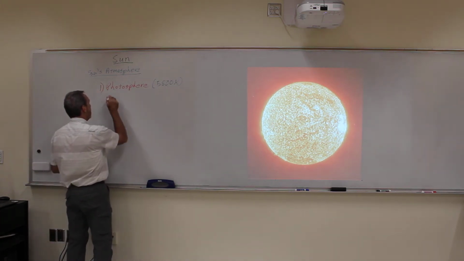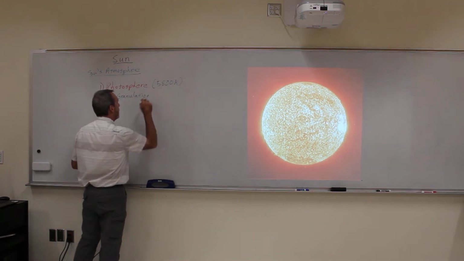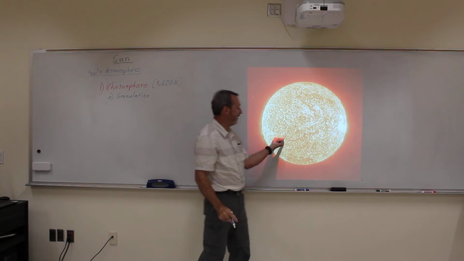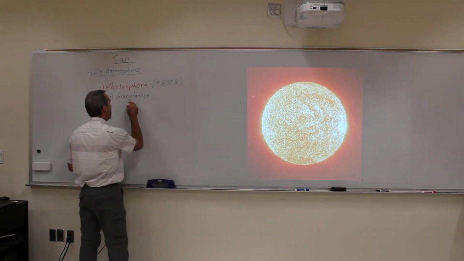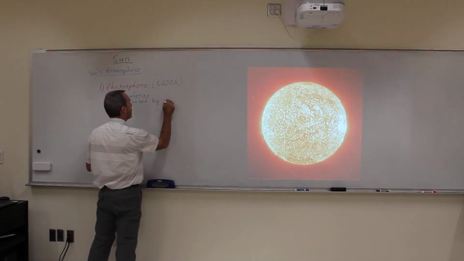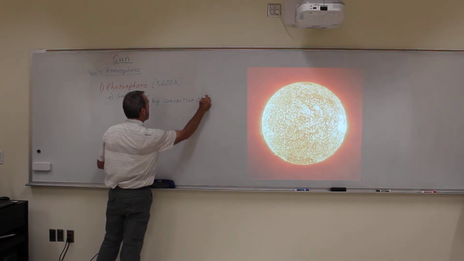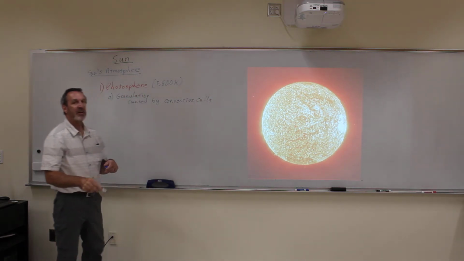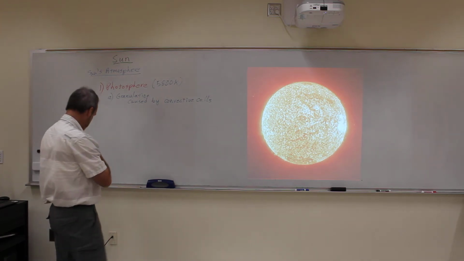Within the photosphere, we see a couple of effects. We see granulation, which is the grainy appearance you see here, the dark and light spots on the sun. And this is caused by the convective cells, the tops of the convection of the hot gas coming up and then the cooler gas going back down again.